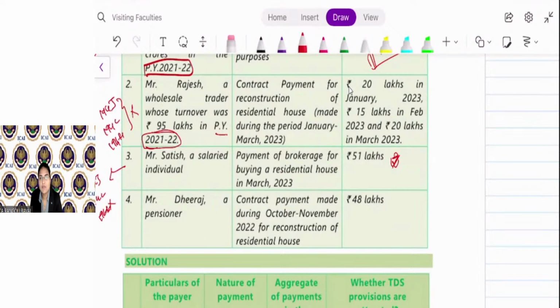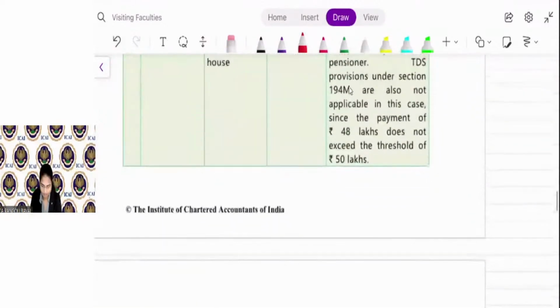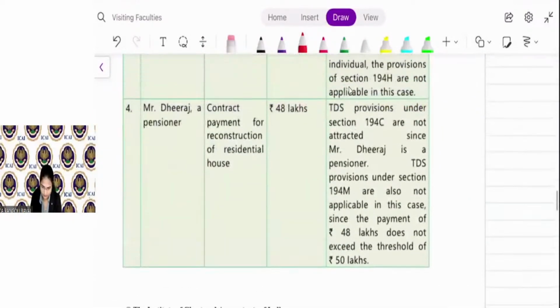Now, is 194M applicable or not? No. 194M is also not applicable. Why? Because the value of contract is less than 50 lakh. TDS provision under section 194C are not attracted. Since Mr. Dheeraj is a pensioner, TDS provision under section 194M are also not applicable in this case, since the payment of 48 lakh does not exceed the threshold of 50 lakh.